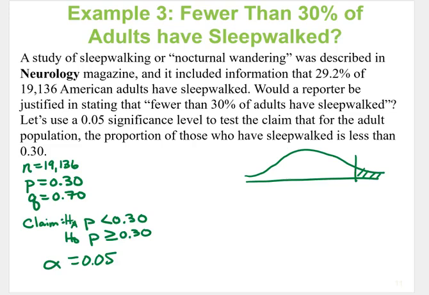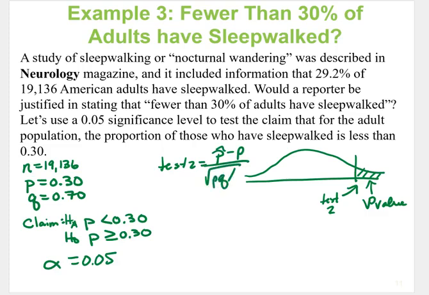All right, so if we're going to use the p-value method, remember this is going to be your p-value, right there. And then this is going to be our test statistic, our test z. So that's the next thing we need to find. The test z, remember, is p hat minus p over the square root of pq divided by n. Our p hat is right here. I didn't write that down. P hat is 29.2%, so p hat is 0.292.